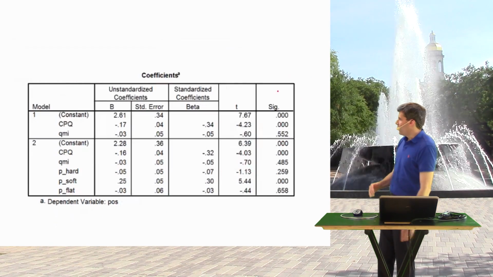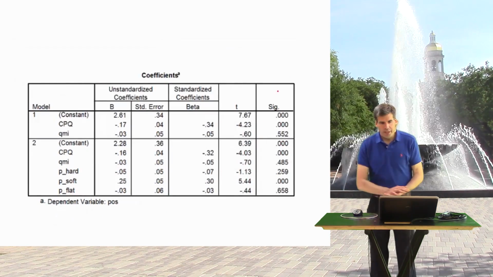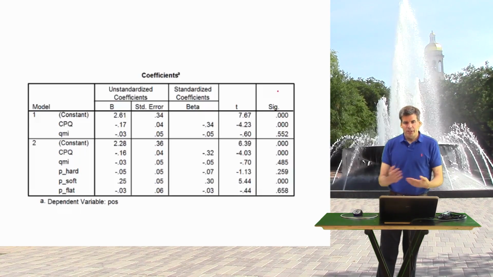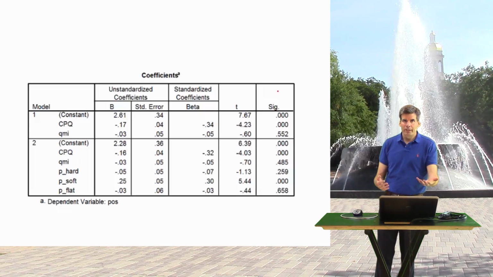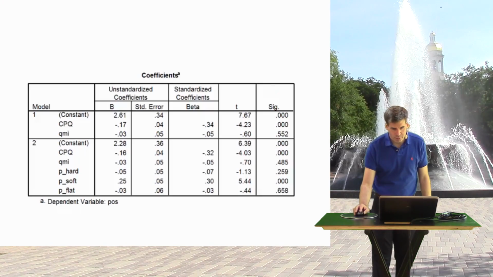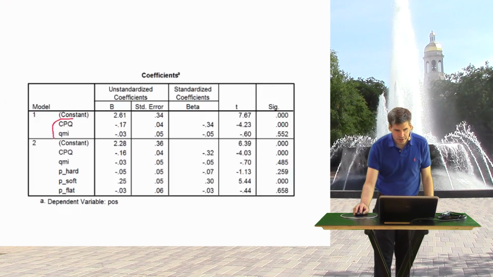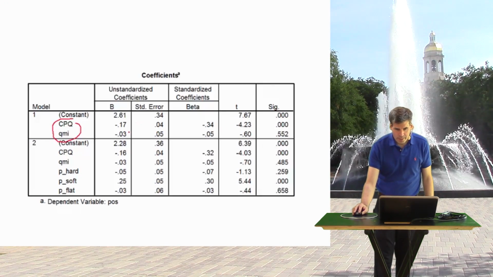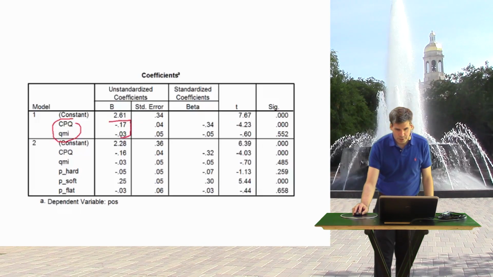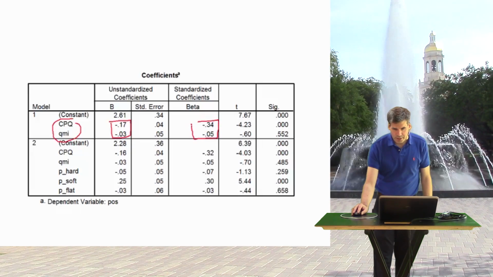And let's keep scrolling down. At the very bottom of this output, we have our beta weights. And once again, we have beta weights for Model 1 and beta weights for Model 2. So for Model 1, we had just 2 predictors, CPQ and QMI. And our standardized beta weights are right here, negative 0.17 and negative 0.03.